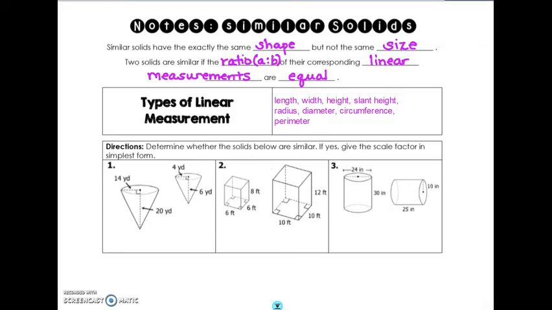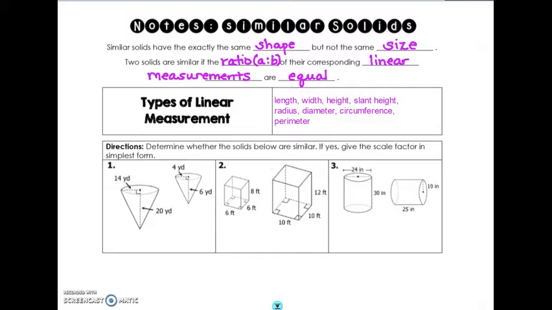In today's lesson, we're going to talk about similar solids. When we talk about similar, we are looking at the same shape, but not the same size. So we could have two cones, but one is larger than the other, one is smaller. Two solids are similar if the ratio A:B of their corresponding linear measurements are equal.